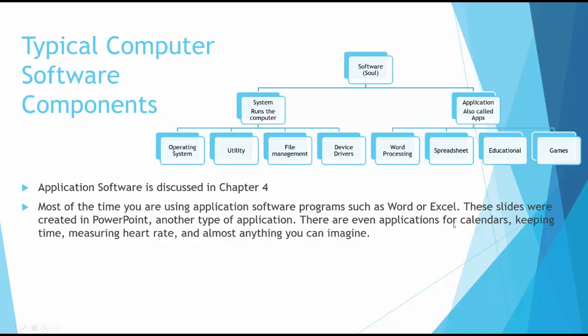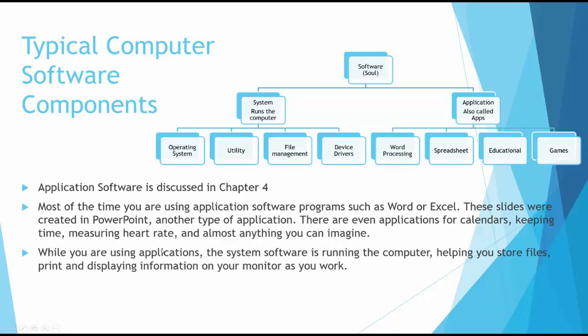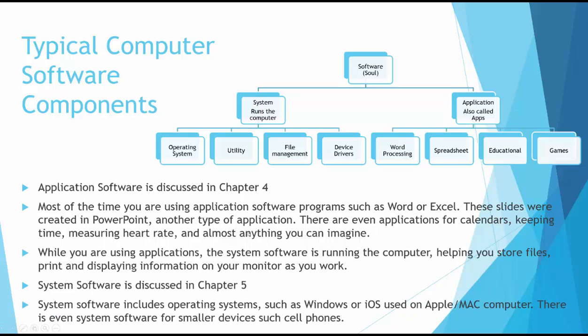There are even applications for calendars, keeping time, measuring heart rate, and almost anything you can imagine. While you are using applications, the system software is running the computer, helping you store files, print, and displaying information on your monitor as you work. System software is discussed in Chapter 5. System software includes operating systems such as Windows or iOS used on an Apple computer. There's even system software for smaller devices such as cell phones.